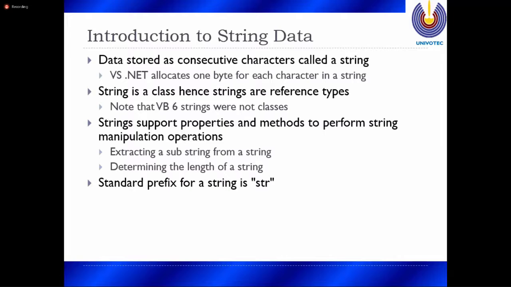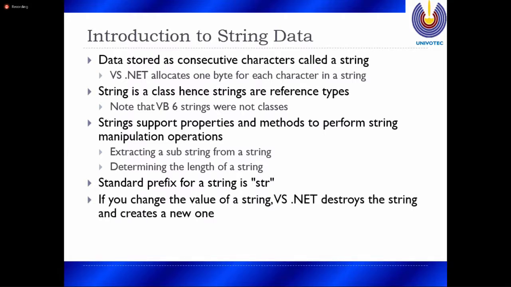One of the data types is a reference type. If you declare the string data type, then you use the prefix str. That's easy to identify: this is the string type. If you change the value of the string, Visual Studio .NET destroys the string and creates a new one. You can change it, but each character consists of a value. For example, capital A is 65, and so on. So you have that number.